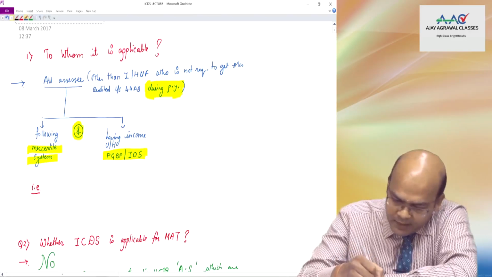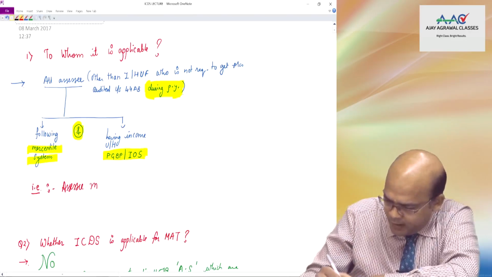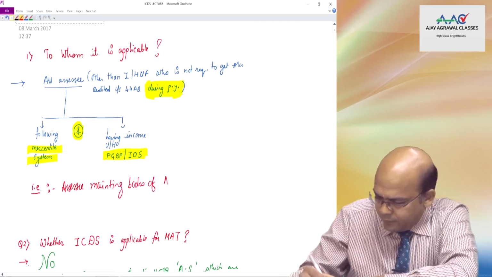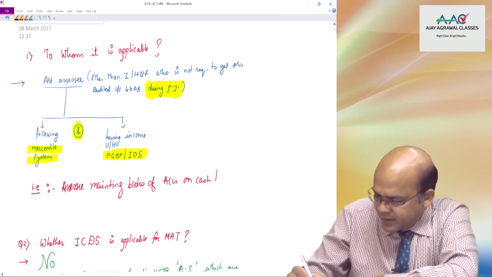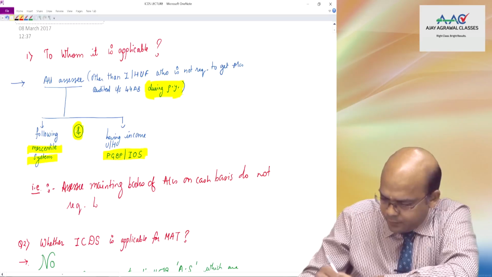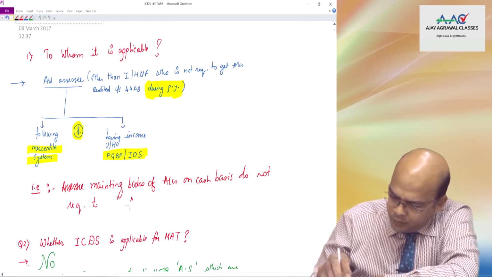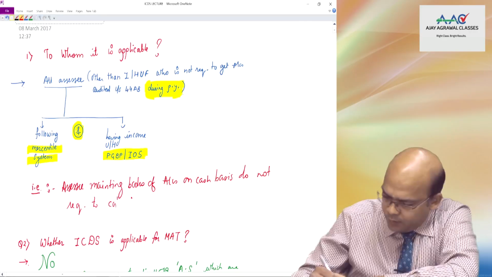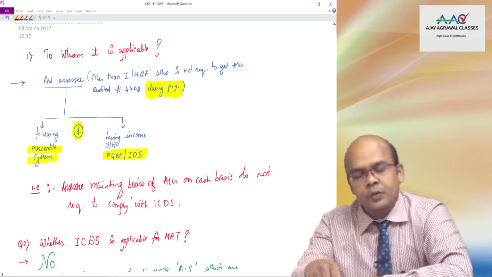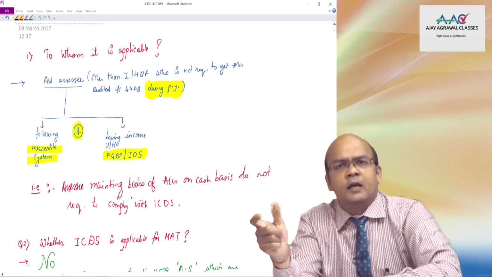Fine. That is, can I say SSE maintaining books of accounts on cash basis are not required to comply with ICDS. Fine. Now, sir, there is a possibility that there is a contradiction with ICDS and Income Tax Act provision.